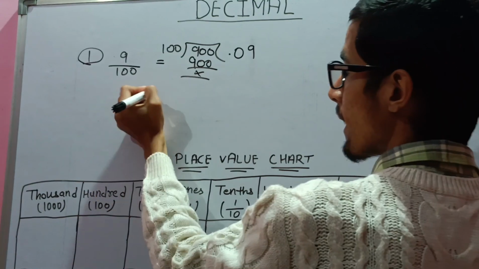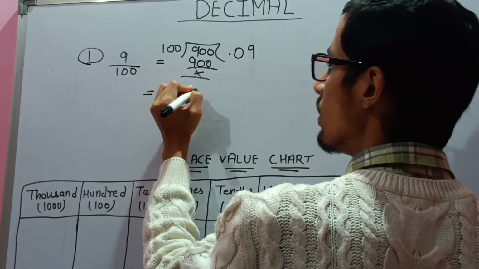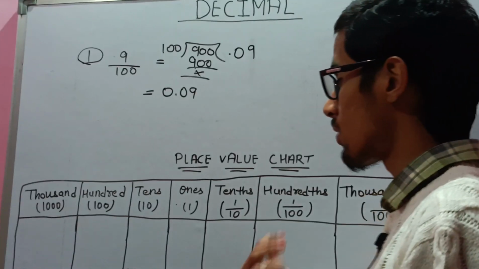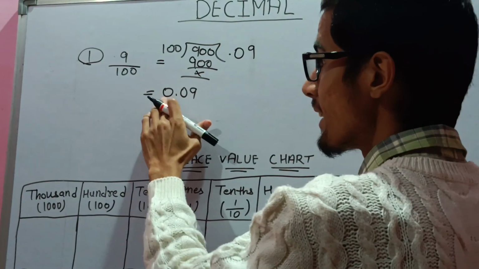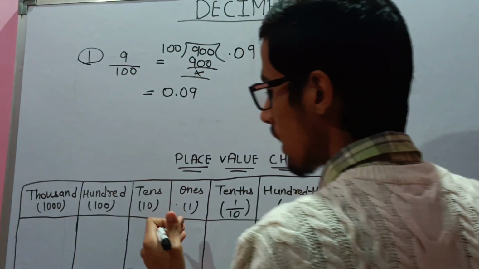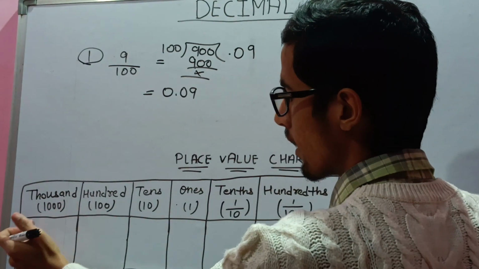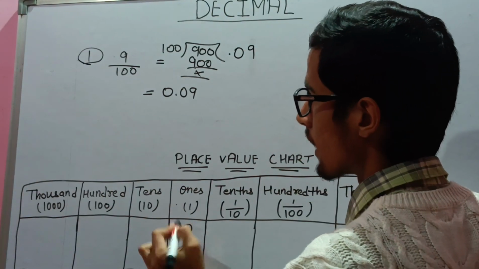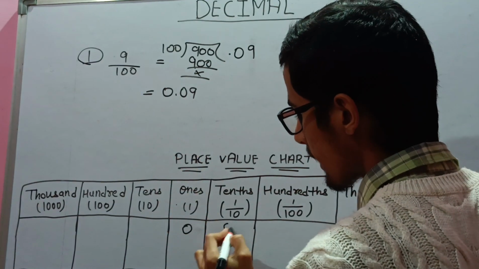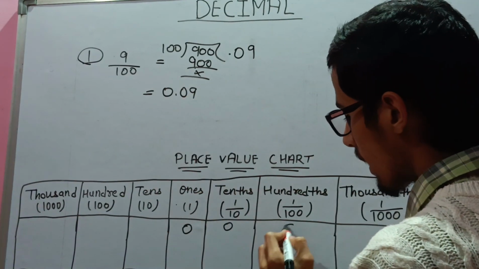So the answer came is 0.09. So if we write this in a place value chart, how do we write this? This is the ones part. Before the decimal part always comes the ones, and from ones to this side, 0 comes here, 0 comes here. This 0 comes from the tenths part, and the 9 comes from the hundredths part.